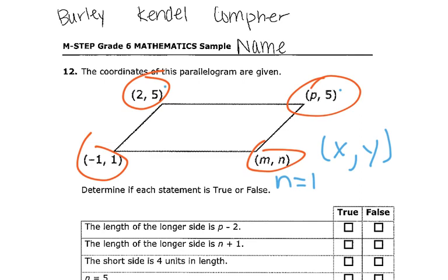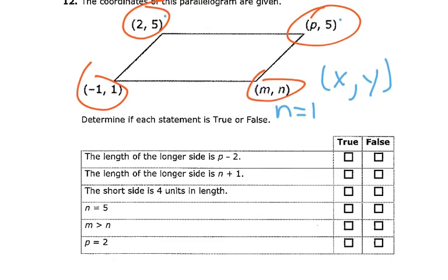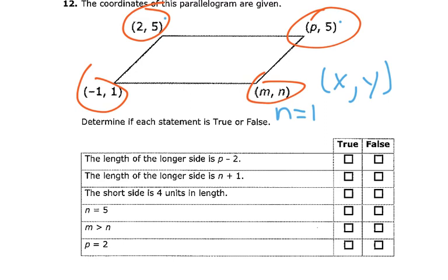Because we're not going up and down. Now you're going to have to use some brain power on this one. I'm going to help you out a little bit with one answer, because I just did. Over here, look. It says n equals 5. Does n equal 5? Nope, because we know that n equals 1. So go through all the rest of these. The length of the longer side is p minus 2. The length of the longer side is n plus 1. N is 1. It's 1 plus 1 equals 2. Do you think this is 2 units long? The short side is 4 units in length. We already did this one. N equals 5. That's false.